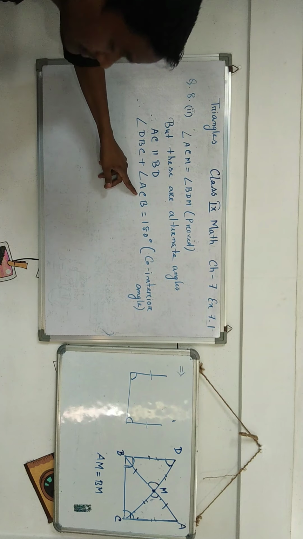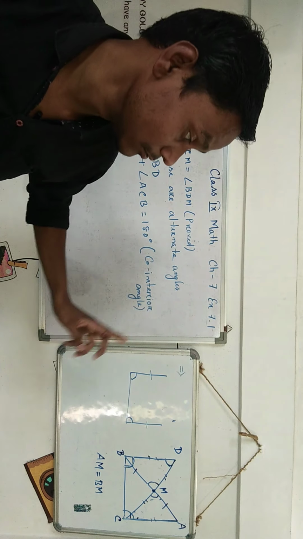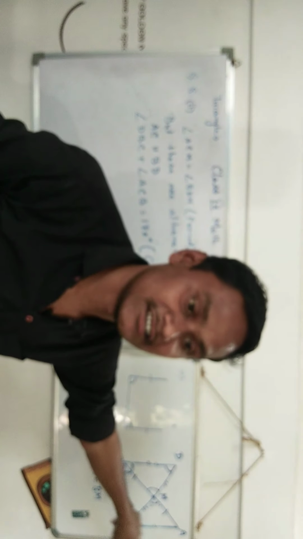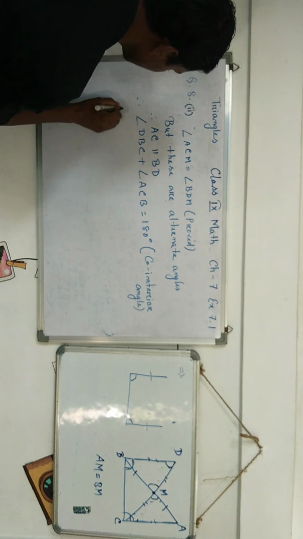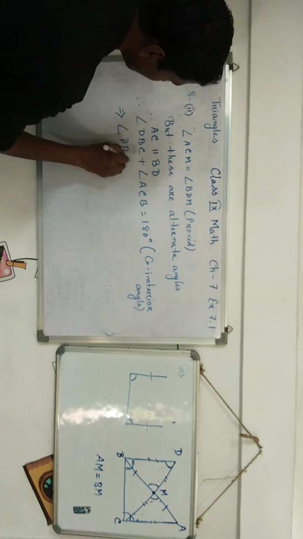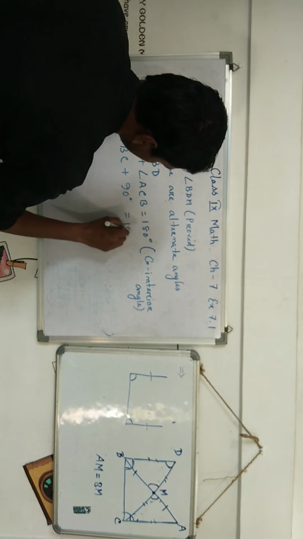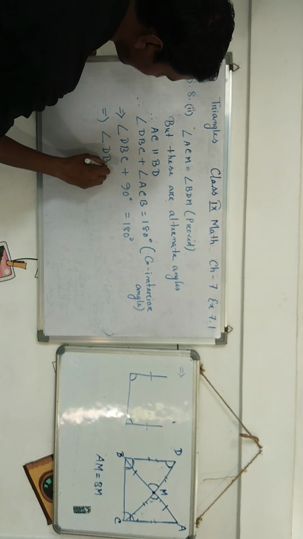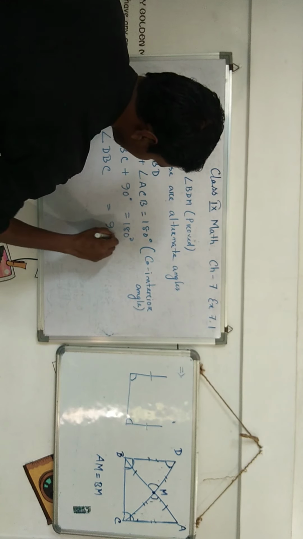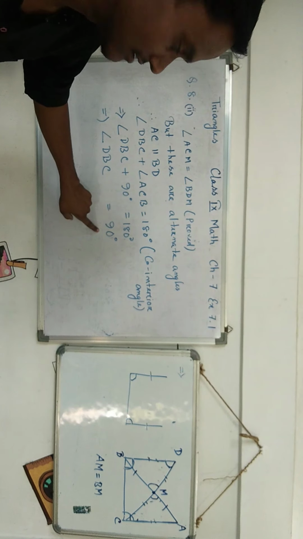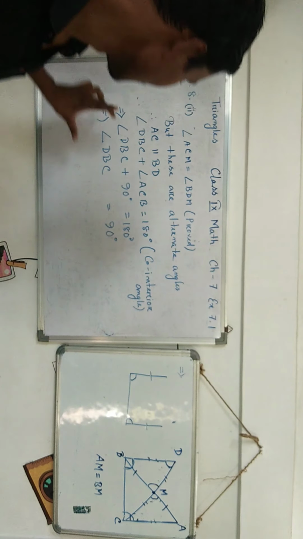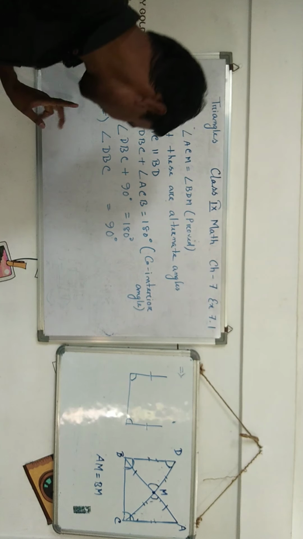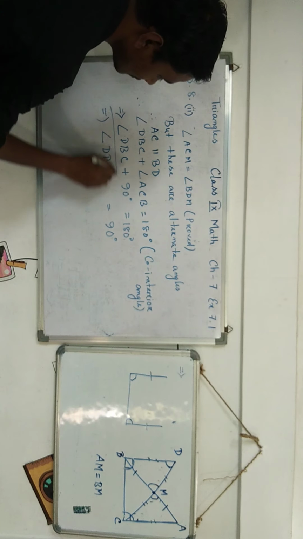Now look here. Already I know angle C is 90 degrees, because in the question itself it is mentioned that triangle ABC is right angled at C. That means the measure of angle C is 90 degrees. So in place of ACB I will write 90 degrees. Angle DBC plus 90 degrees is equal to 180 degrees. Now take that 90 degrees to the other side. I will get angle DBC is equal to 180 degrees minus 90 degrees, which is 90 degrees. So that is what we are supposed to prove in number 2: angle DBC is equal to 90 degrees. So the second one is also proved.